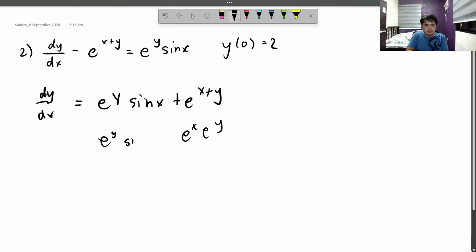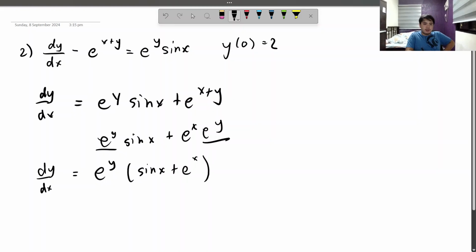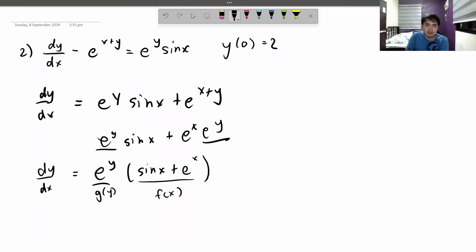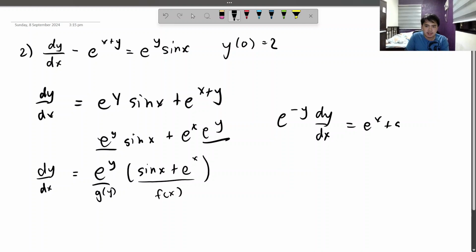Now, since they both have e to the y here, we can factorize them out. So we get e to the y times sine of x plus e to the x here. This is dy over dx. Now look here, we have a function of y and we have a function of x, which is what we need in order to make it separable. So now we can put e to the y on the other side. This becomes e to the negative y dy over dx equals e to the x plus sine x.